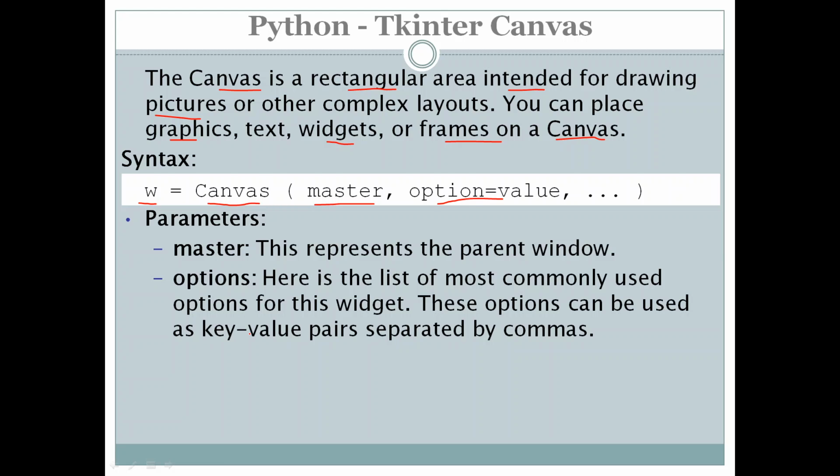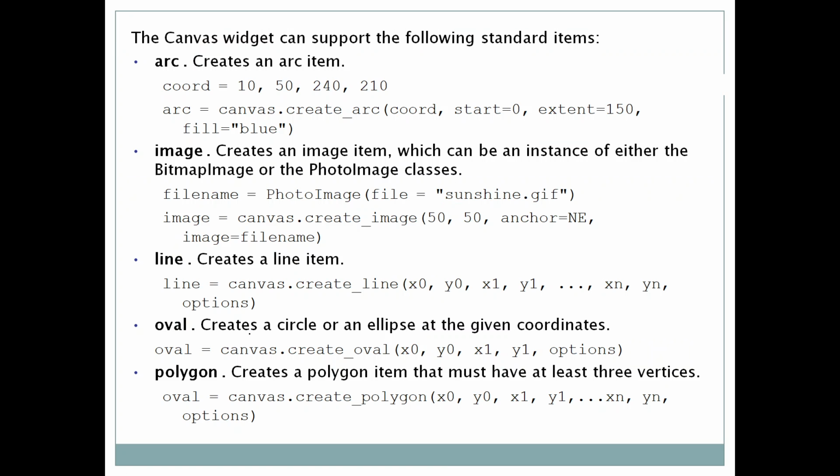Okay, one more important thing about the canvas: as I have said, canvas can be used to create different objects. Say I want to create an arc, image or a line, how can it be created by using a canvas? That has been given here with an example. So first we will see how an arc can be created by using canvas. Now to create an arc, first we need to define some coordinates.